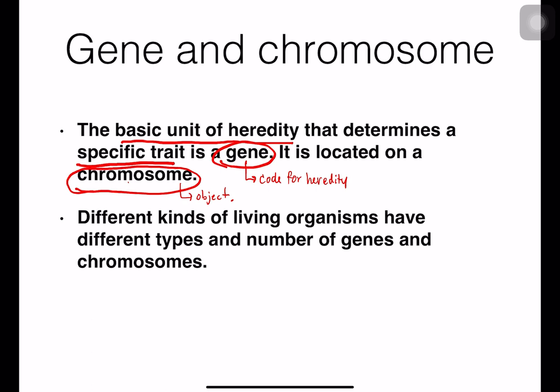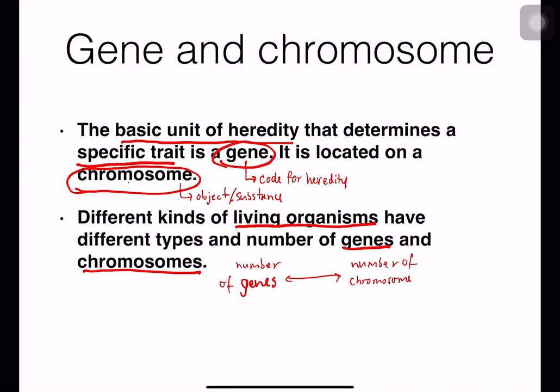Okay, it is a substance, so you can extract it. And different organisms have different numbers of genes and different numbers of chromosomes, and they are related together. The number of genes and the number of chromosomes become related together. Okay, how? I will show you here.